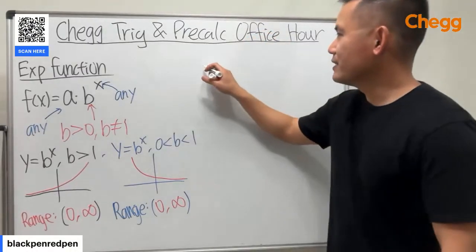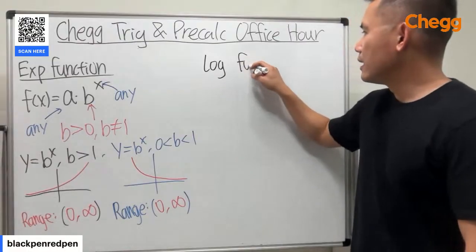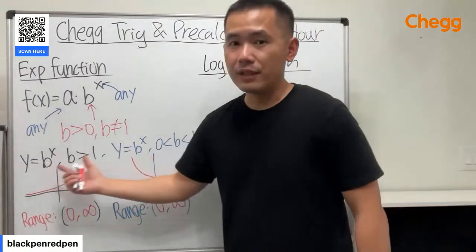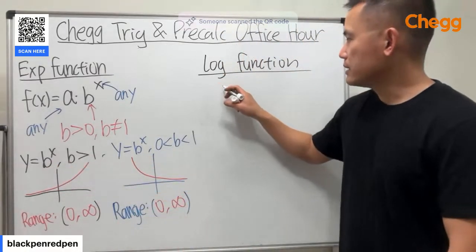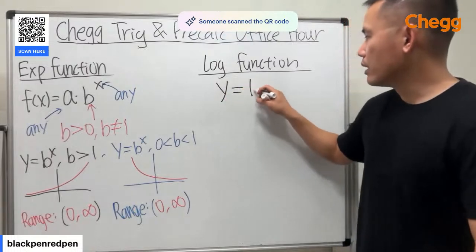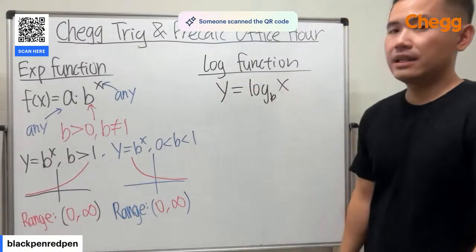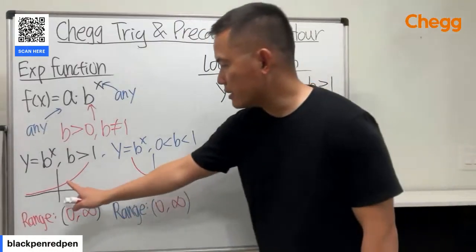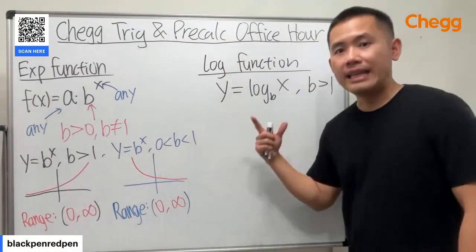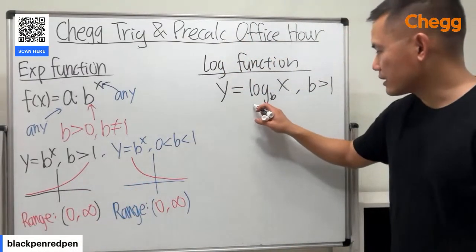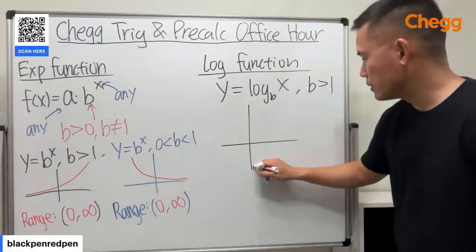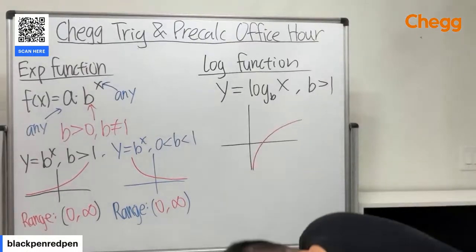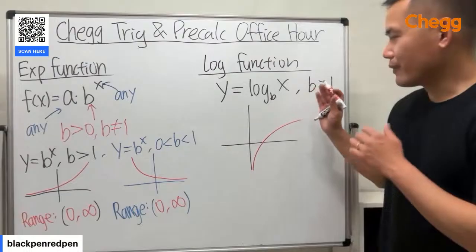So for the log function, I'm just going to write down the inverse for this. If we have y is equal to log base b of x, and right here, let's just say base b is greater than 1, I'm just taking this right here and doing the reflection, and I get a log function. The graph looks like this. Okay, so that's a log function.